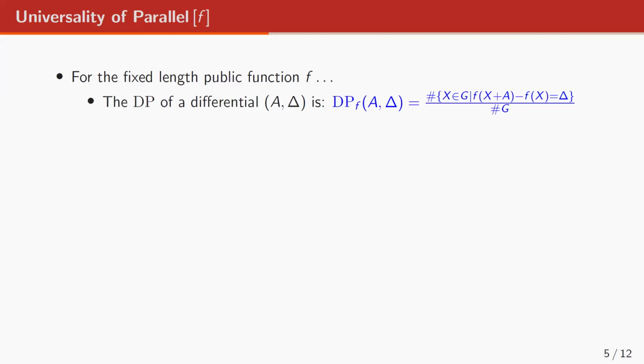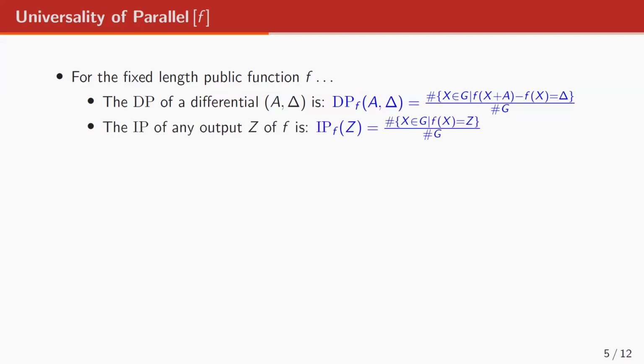Finally, we look at the universality of this construction. The universality of this construction in case when f is a permutation was studied by Fuchs et al. In case when f is a public function, instead, the universality results are as follows. So the universality of this construction is determined solely by the fixed length public function f. Namely, we need two notions. The first is that of the differential probability of a differential, which is just the fraction of the inputs in the input space that, with the given difference A, lead to an output difference delta. That's the differential probability of the differential A delta.